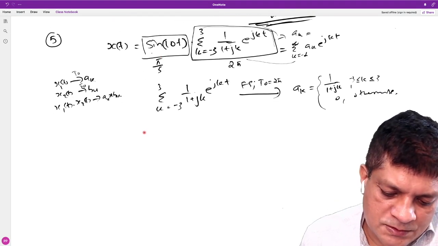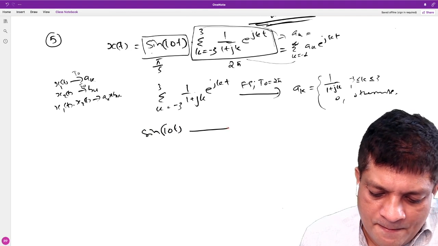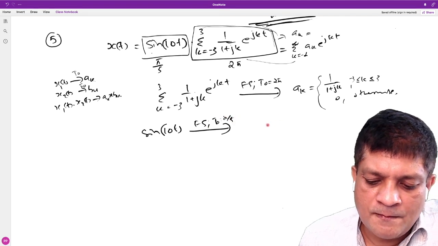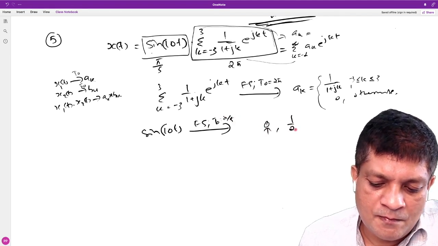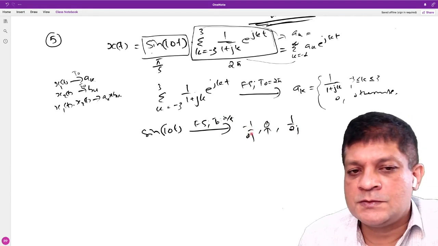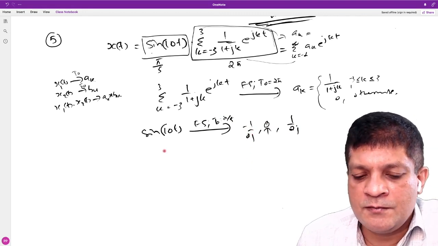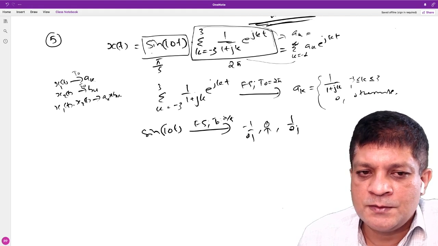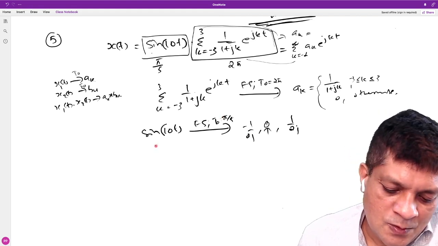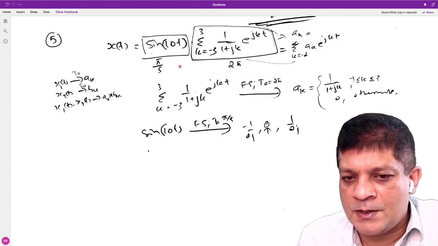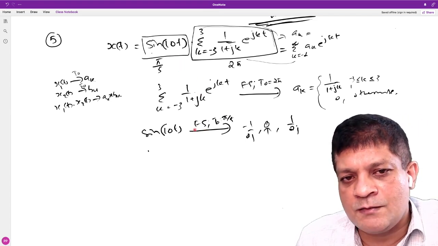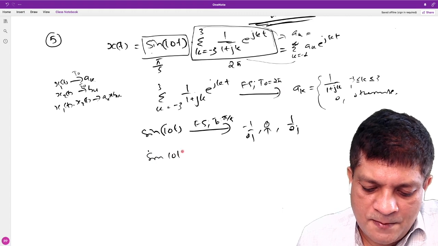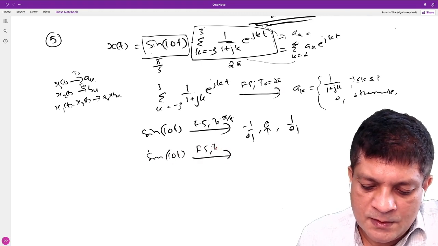Now what about this sine 10t? What is the Fourier series with respect to its fundamental period? T naught is pi by 5. Any sinusoidal signal, any sine wave, its Fourier series representation with respect to its fundamental period will be this. Now, for applying the multiplication property, we have to find the Fourier series representation of this signal with respect to period 2 pi, isn't it? So sine 10t, Fourier series with T naught 2 pi.